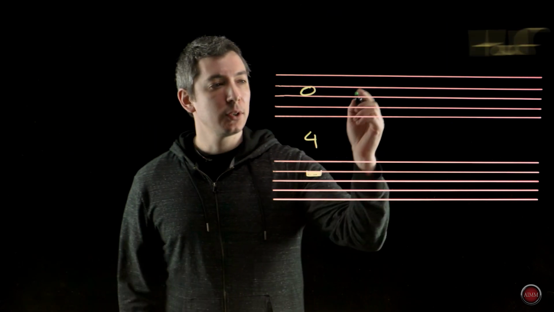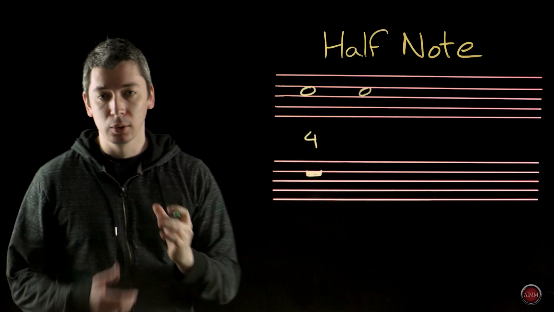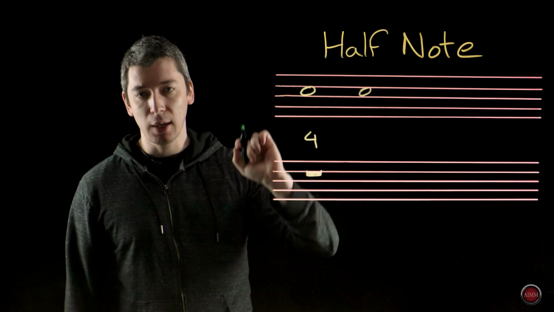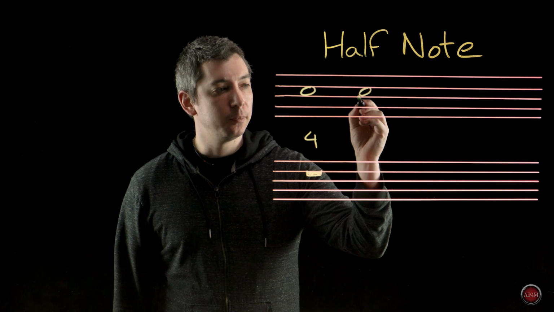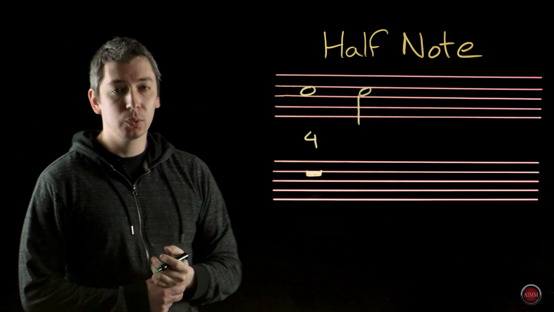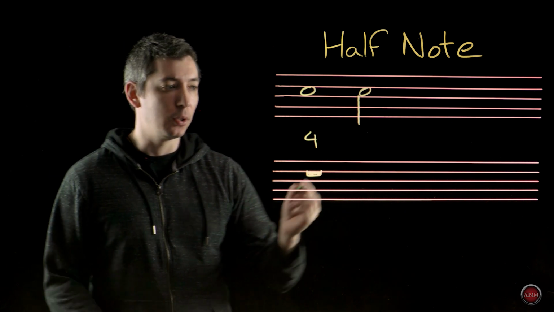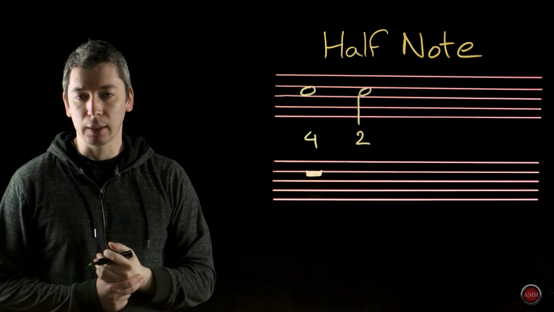Now, we also have a half note. A half note looks like a whole note, which means the note head is not filled out yet, but we need to add a stem in order to call it a half note. Such a note will represent 2 beats of a metronome, or it's equal to 2 clicks.